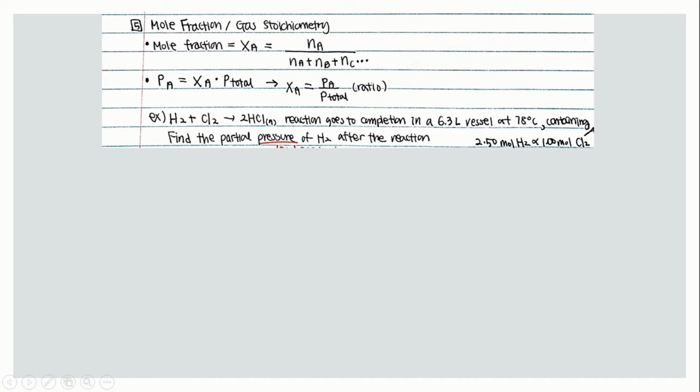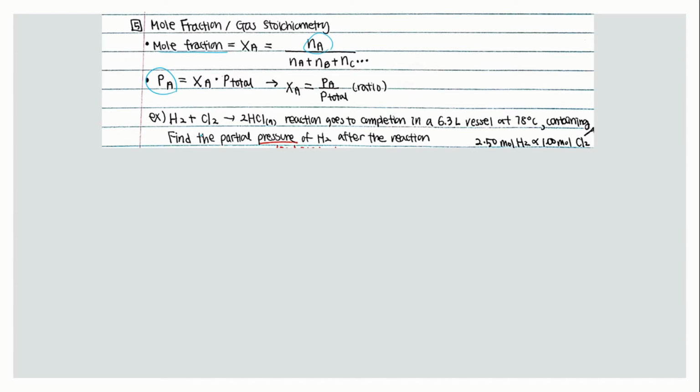Next is the mole fraction and gas stoichiometry. The mole fraction is the fraction of a particular substance in a compound. So in order to find the mole fraction, you have to divide the amount of the particular substance by the total amount. And partial pressure, PA, also equals the mole fraction times the total pressure.